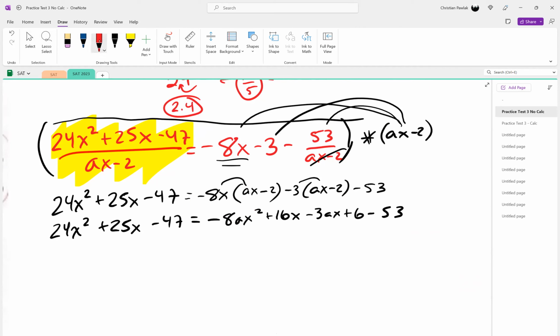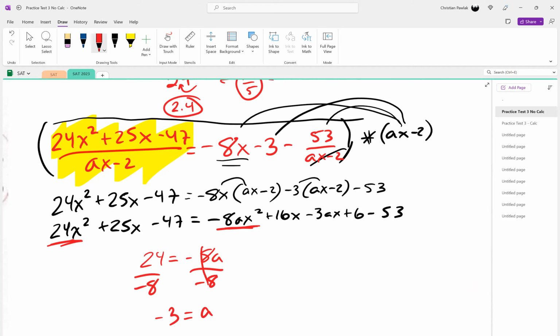Now what you can see is if the left side and the right side, like I said, are supposed to be the same always, then whatever number is in front of x squared here should be the same as the number in front of x squared here. Well, since I have 24 should be equal to negative 8a, it's a quick way of solving for a. 24 equals negative 8a, so that means divide by negative 8. a is equal to negative 3.